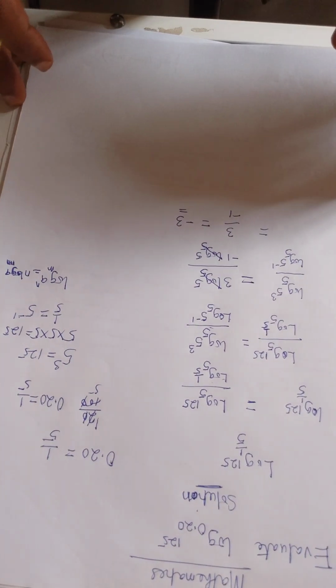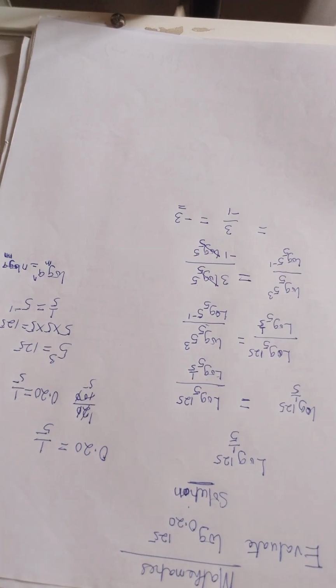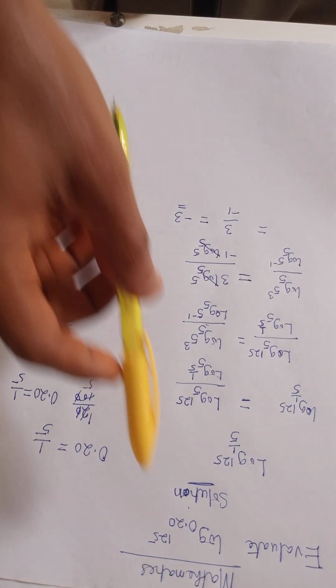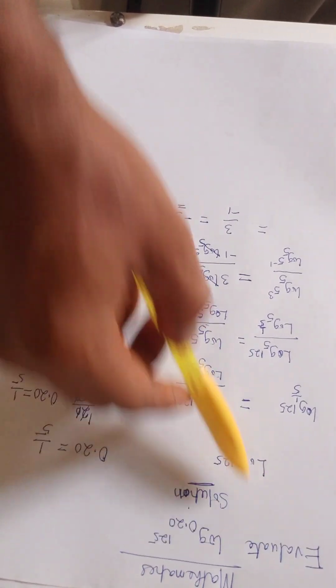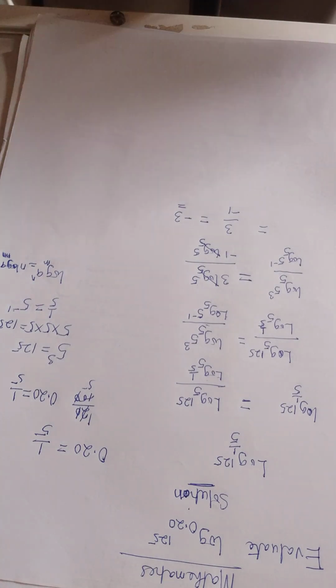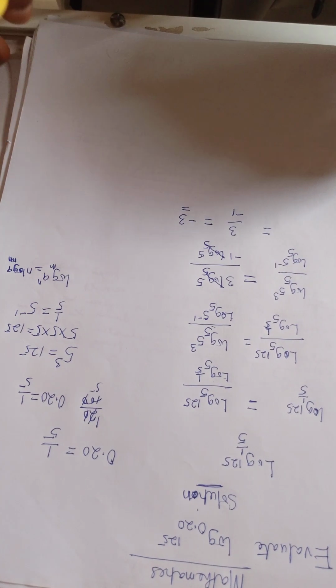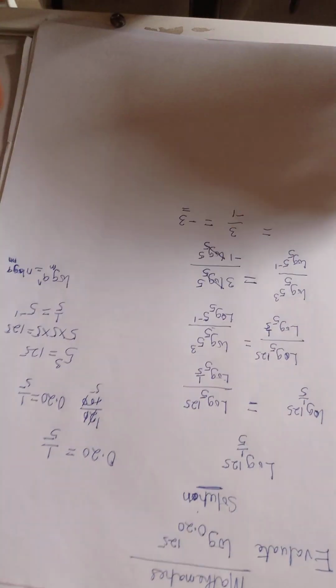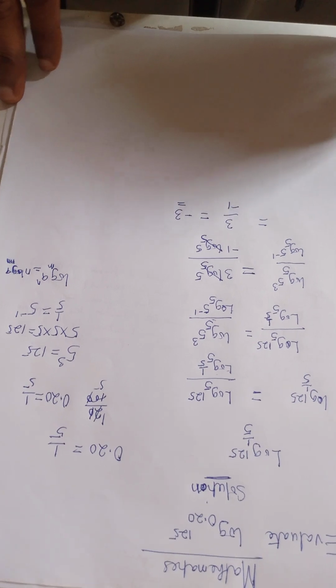So in evaluating log 125 base 0.20, this is how to go about it. First, we have to convert this decimal to a fraction, and then we apply the appropriate law of logarithm to solve our question. Thank you.